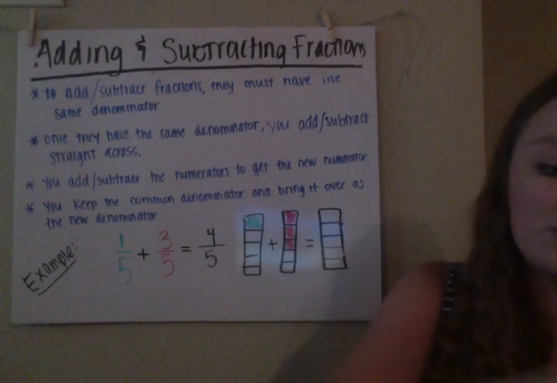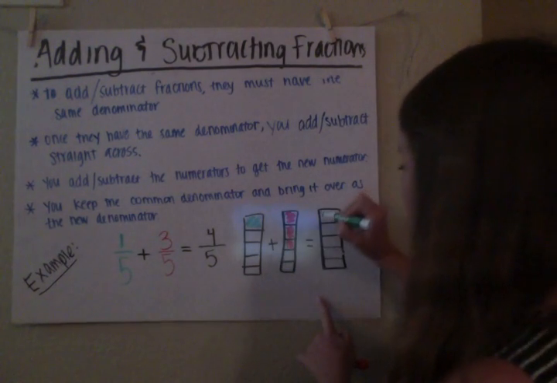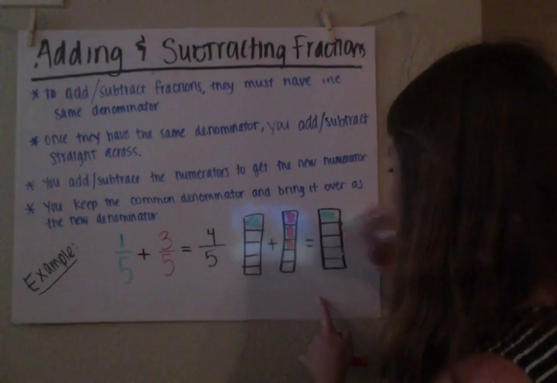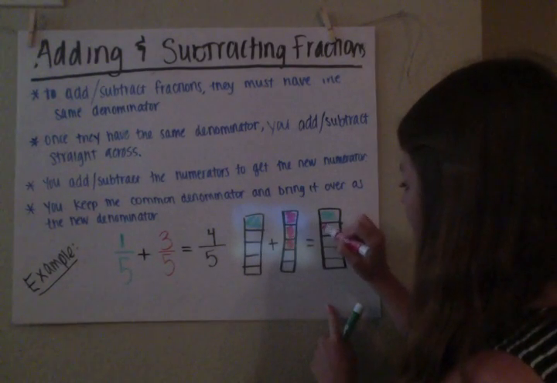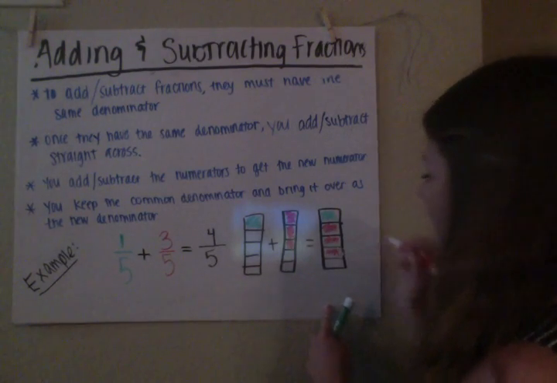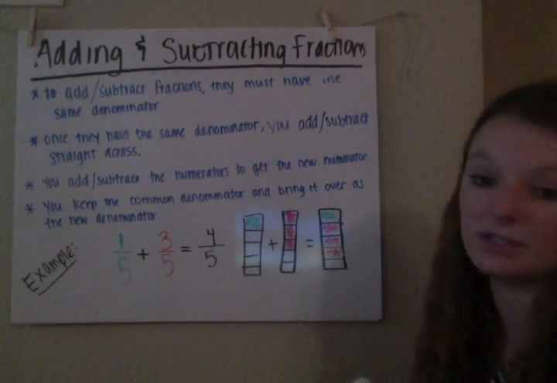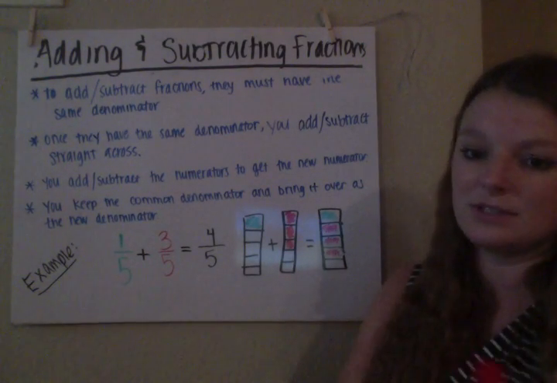We can show this in a picture by coloring in the new squares. So we have 1/5 and 3/5. So we can see here in the picture that there are 4 out of the 5 shaded, which means the answer is 4/5.